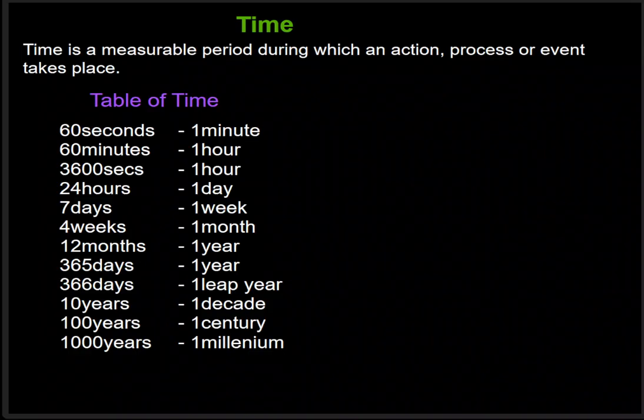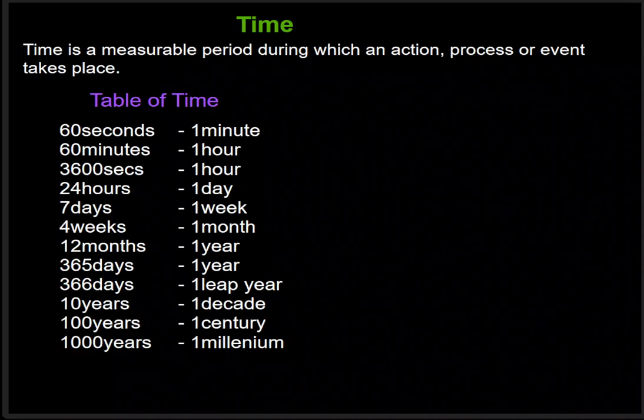We also deal with the table of time under this topic. So let's look at the table of time. We have 60 seconds make 1 minute, 60 minutes make 1 hour, and 3,600 seconds make 1 hour, 24 hours make 1 day, 7 days make 1 week, 4 weeks 1 month, 12 months 1 year, 365 days make 1 year, and 366 days make one leap year.